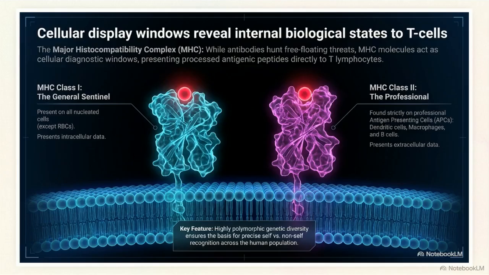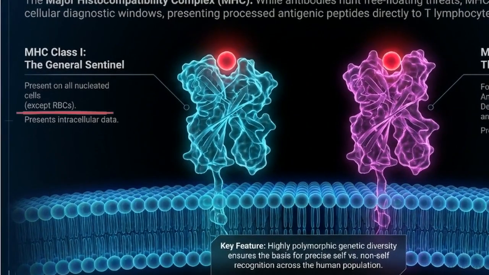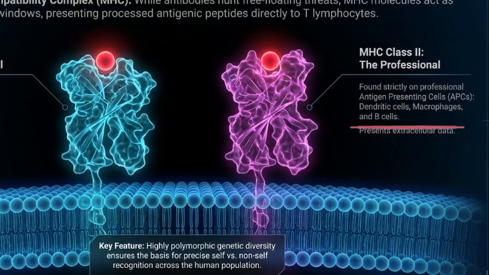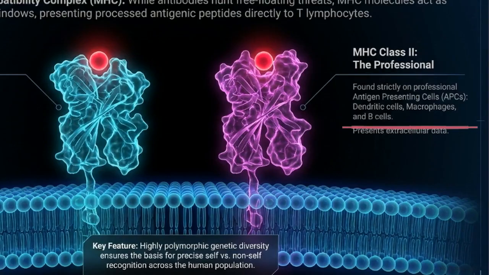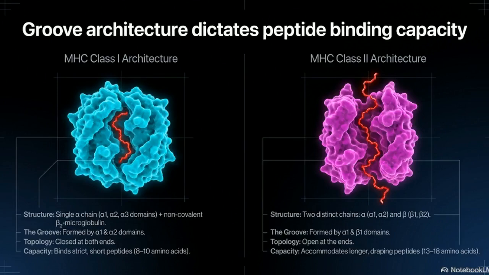While antibodies sweep the fluids, T cells rely on a physical cellular interface to scan for threats. This is the major histocompatibility complex. The system uses 2 primary sentinels. MHC Class I acts as a general monitor, present on nearly all nucleated cells in the body. MHC Class II is restricted to professional antigen-presenting cells, such as macrophages and dendritic cells. Looking closely at these 3D models, the primary mechanical difference between the 2 classes lies at the very top of the structure, in the groove architecture.